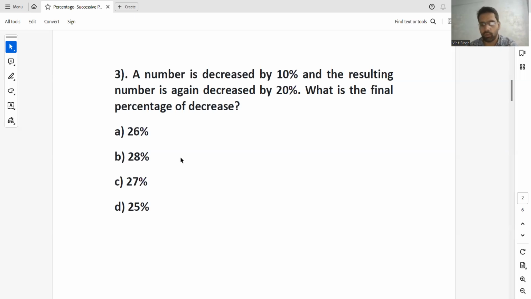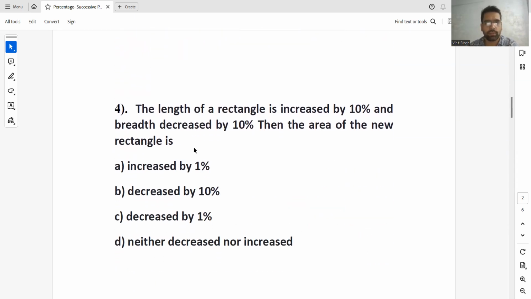The main question is how will you know in which question the successive percentage formula will be used. Successive percentage formula will be used where you are getting any value in the form of A into B, that is multiplication, or anything which is decreasing successively. For example, first is 100 rupees. First it decreases by 10%, again you will get 90. Again, it decreases by 20%. It's called successive decreasing. So 20% of 90 is equal to 18, it becomes 72.